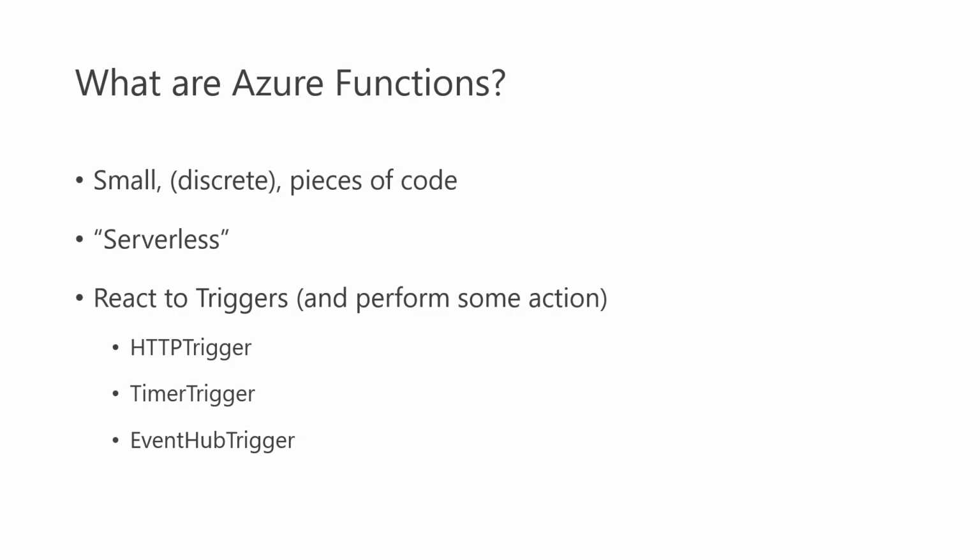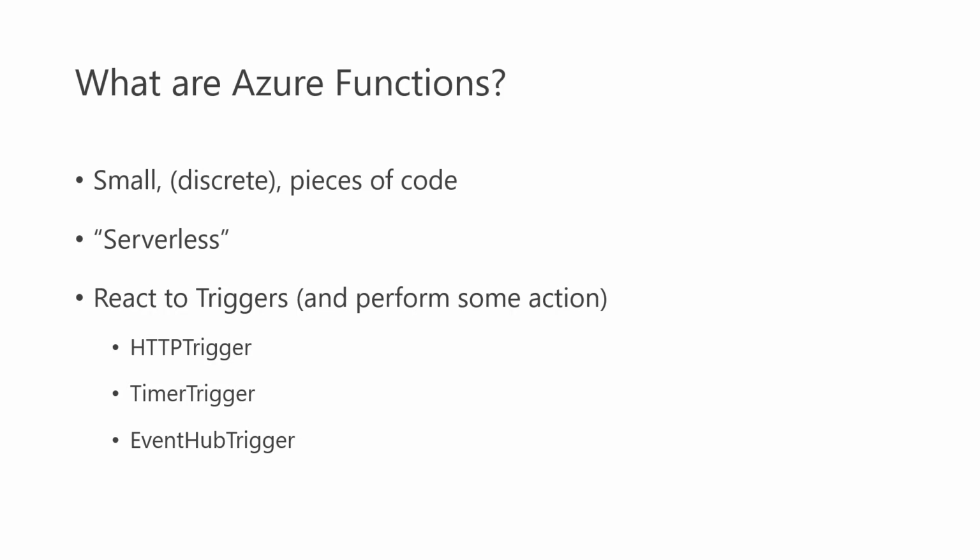And then you've got all these other triggers that you can use as part of Azure. So Azure has a number of service offerings. The Event Hub is one of them. You can trigger functions from that. You can trigger functions from a number of other Azure services, which I'm not going to go into today. So what are we building?